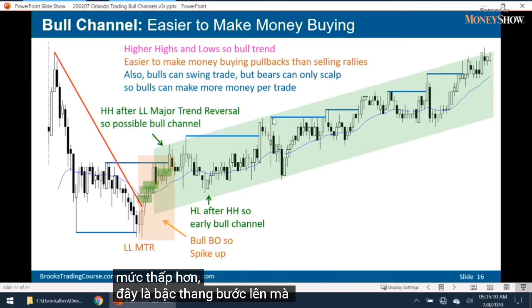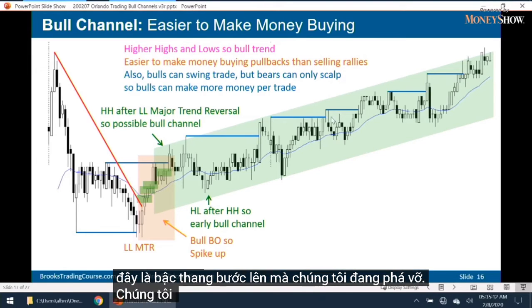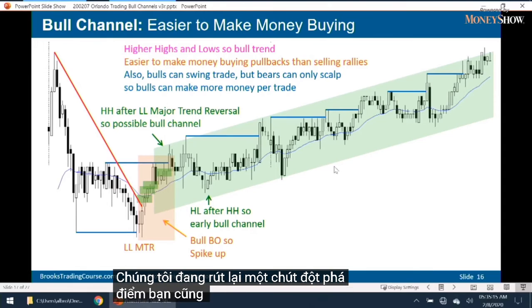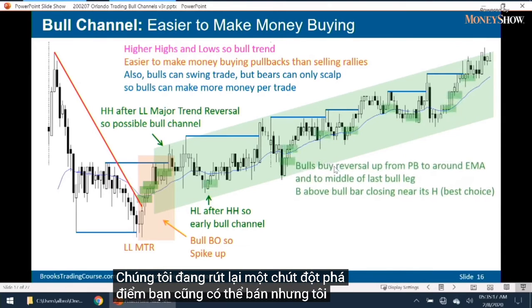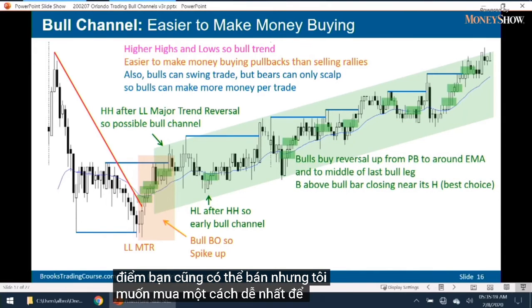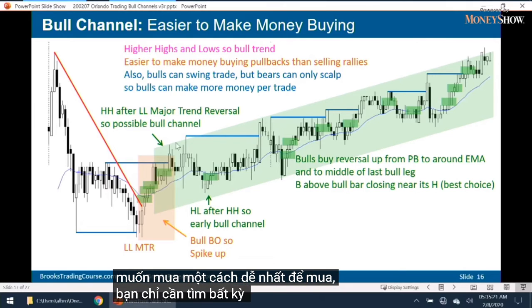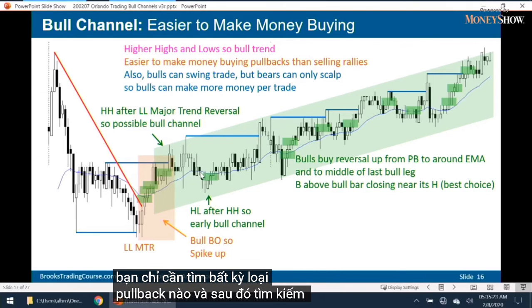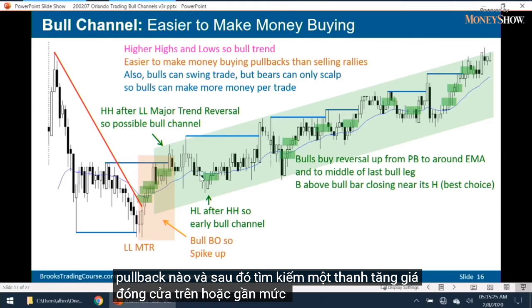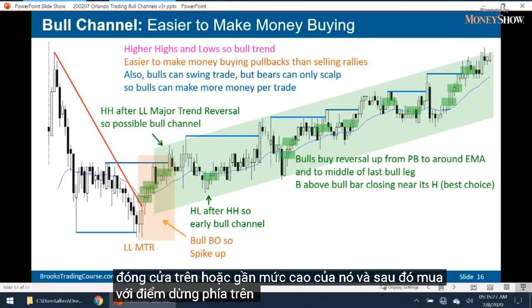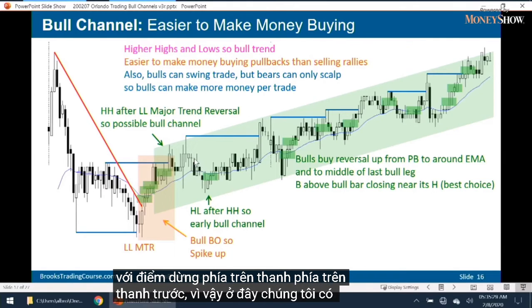This is stair-stepping up. We're breaking out, we're pulling back below breakout points. You could sell as well, but I'd rather be buying. And the easiest way to buy, you simply look for any kind of a pullback and then look for a bull bar closing on or near its high, and then buy with the stop above the bar, above the prior bar. So here we have a pullback.